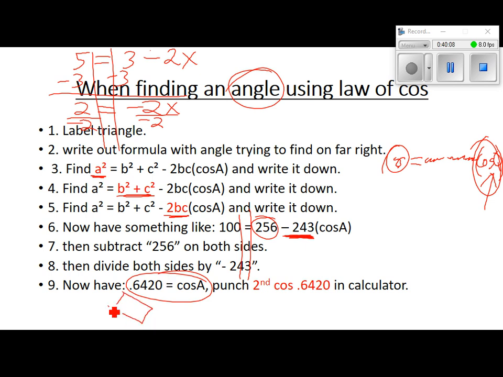Just like all the other times that we've been dealing with sine, cosine, or tangent, the next thing you've got to do is hit second on your calculator. So you hit second cosine, punch that in, and it'll tell you the angle.